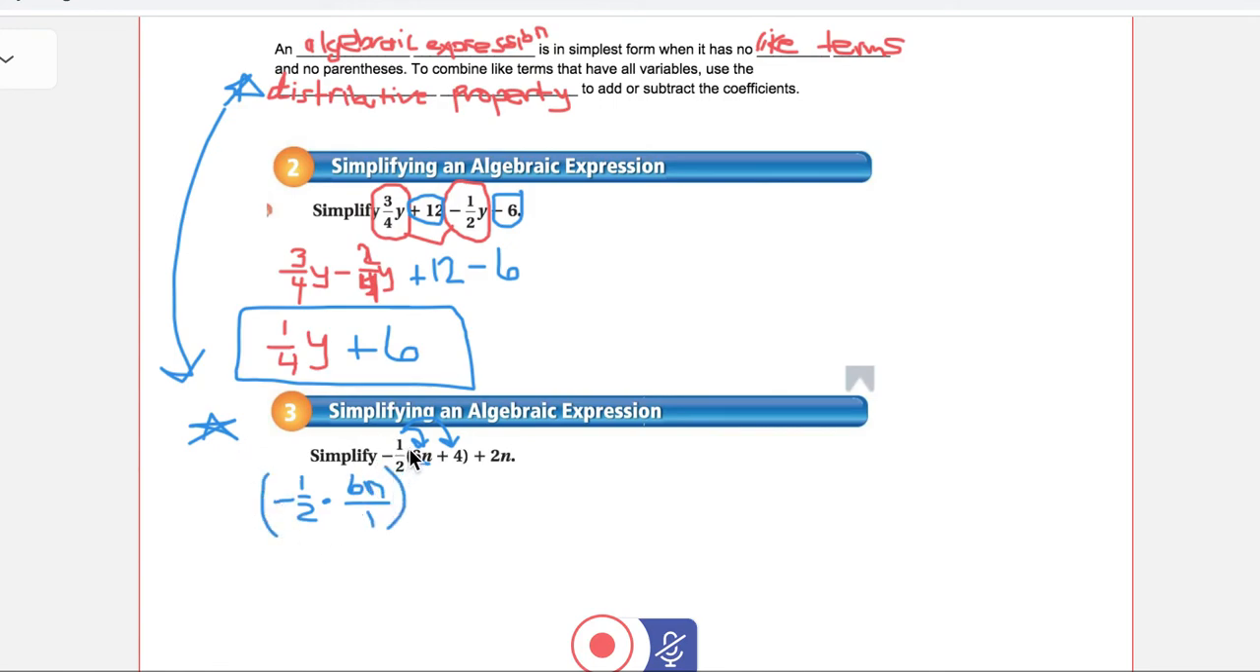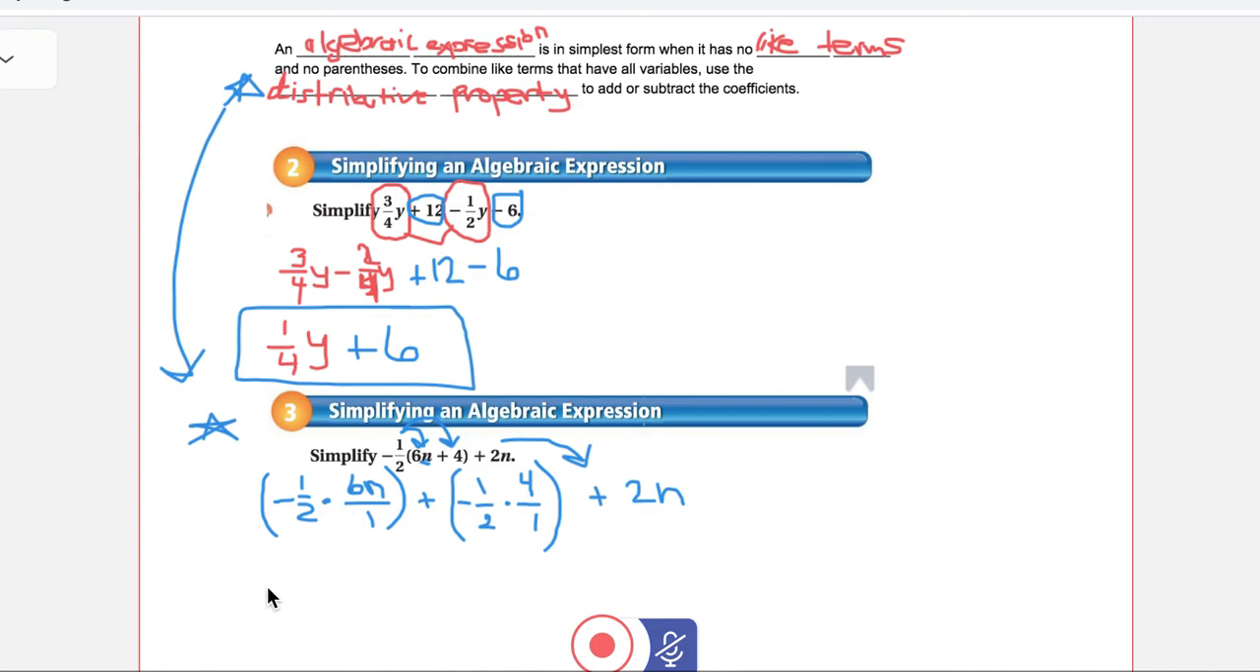I'm going to have to solve this separately. A negative 1/2 times 6n plus I have a negative 1/2. Remember, when it hits this parentheses, bam, it's being multiplied. A negative 1/2 times 4, and I can write that as 4/1. So I want to solve both of these separately, and then I add in, I still have this plus 2n. So that was the first step.